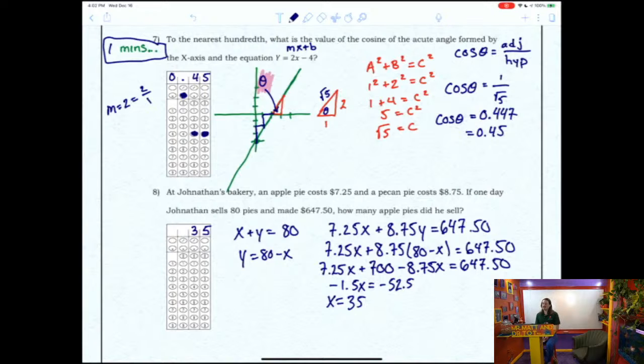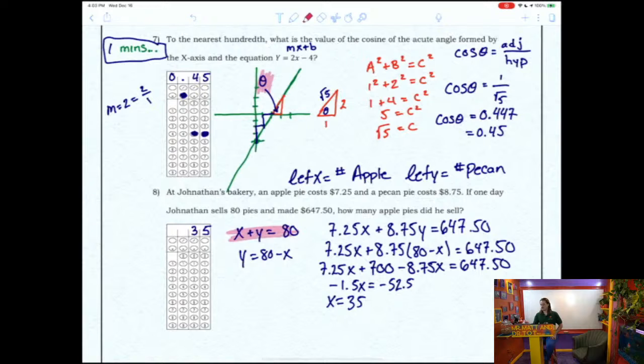So we know that an apple pie costs $7.25 and a pecan pie costs $8.75. We know that he sold a total of 80 pies and made a total of $647.50. So let X represent the number of apple pies and let Y equal the number of pecan pies. Therefore, we can write two equations that I'm going to highlight in red here.